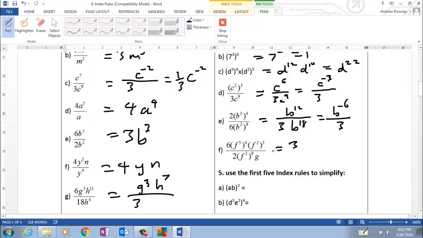If you look at the f's, we have f12, f6, f18 and a g. Now if you add these f's on the top, we get f18, and we've got f18 on the bottom, so they give 1, so it all cancels down to 3 on g.